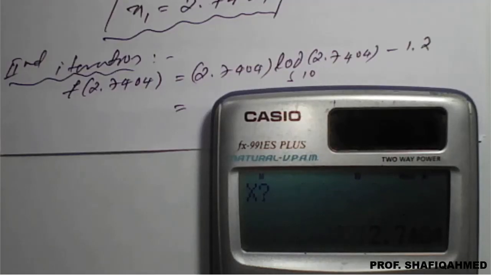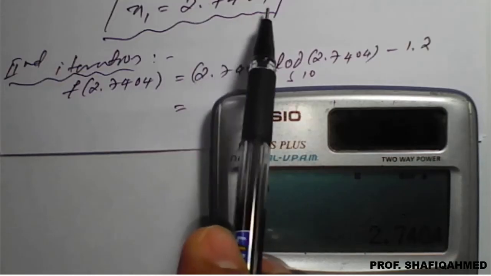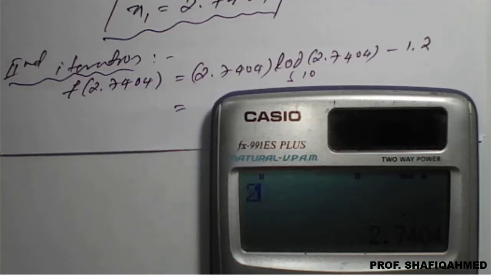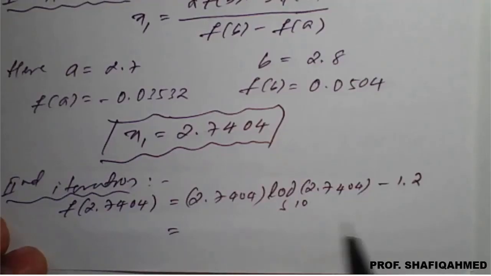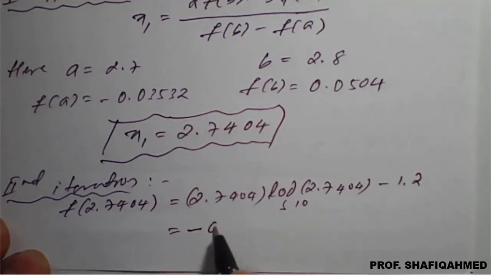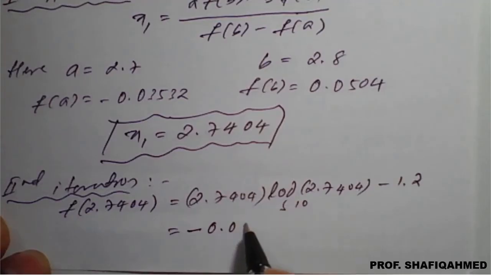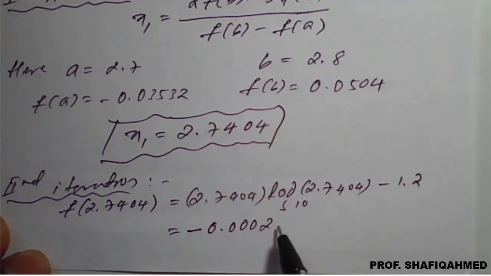Go for the calc option. If you apply, the value of x is 2.7404, then you will find the answer minus 2.146 into 10 raised to minus 4. I will note this down. In terms of decimal, it is 10 raised to minus 4, that's why it will become minus 0.0002146. Okay, this answer.